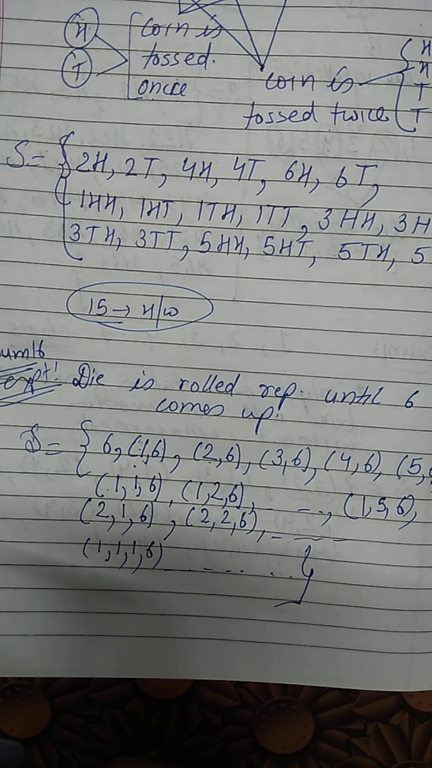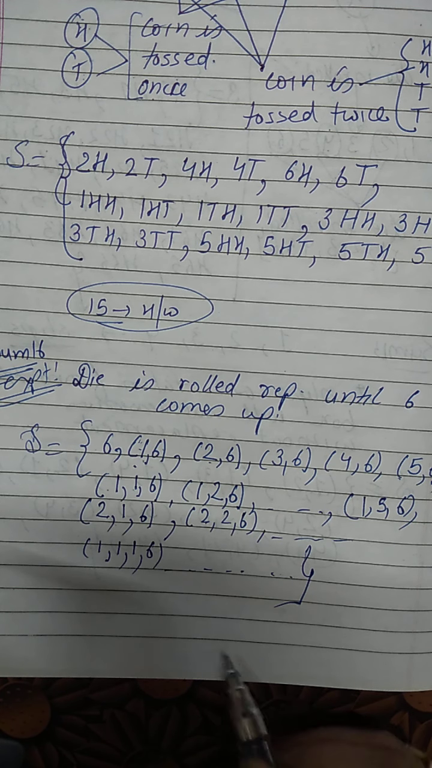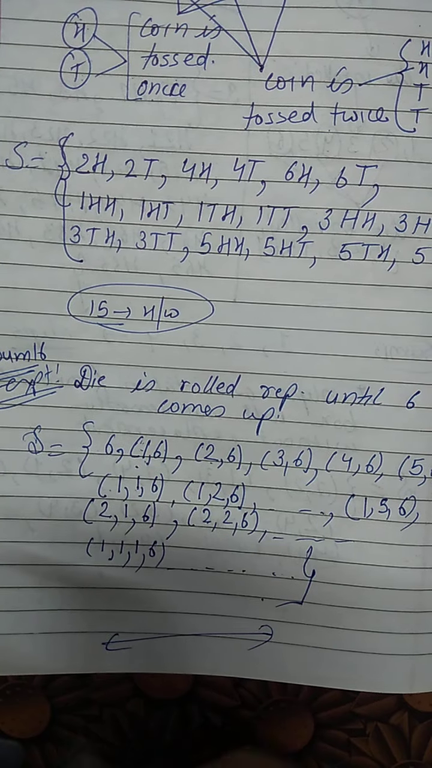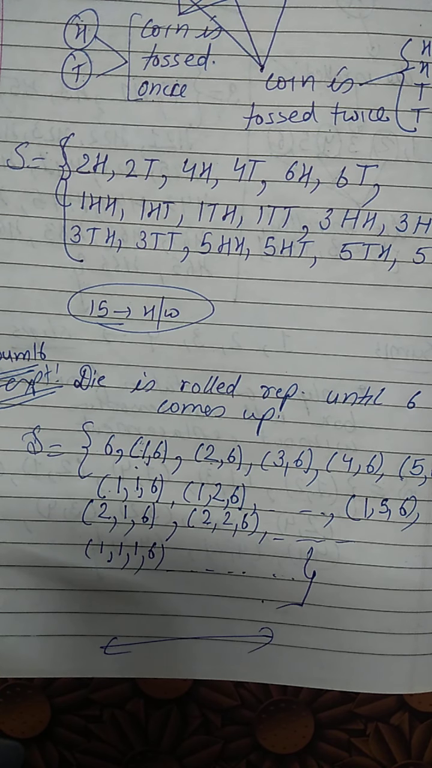So this sample space is an infinite set, where we are repeatedly performing the experiment, meaning we are rolling the die until 6 turns up. There is a possibility that 6 turns up in the nth attempt, and what that nth attempt is, we don't know. So this is how we will end the sum. It will be an infinite set, right?